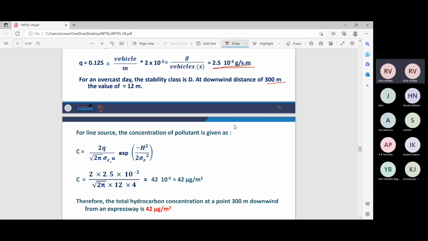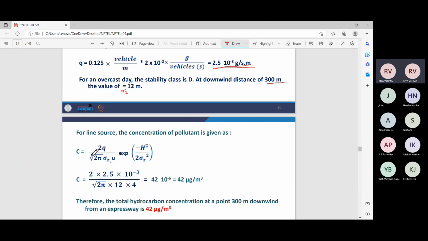Overcast basically means a cloudy day, not a sunny day where the sunshine is not clear. That is your overcast day. So the stability class will be D. We have a downwind distance X of 300 meters. So this is the value of sigma Z, 12 meters.